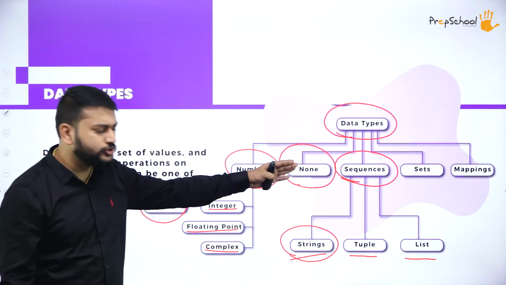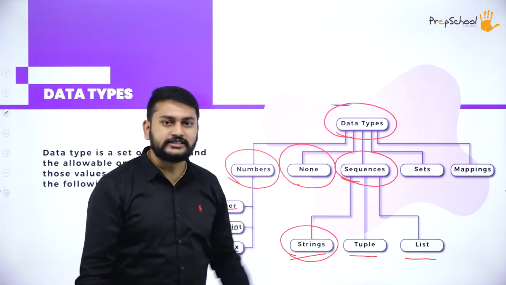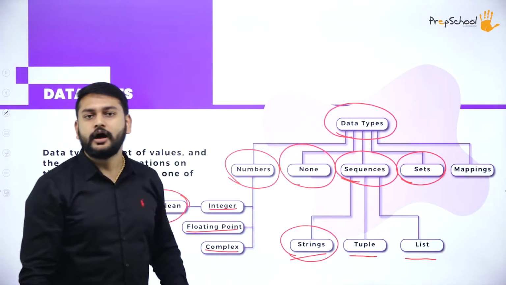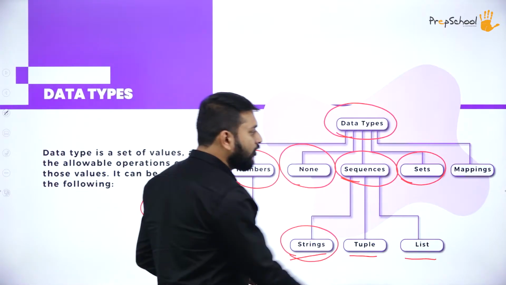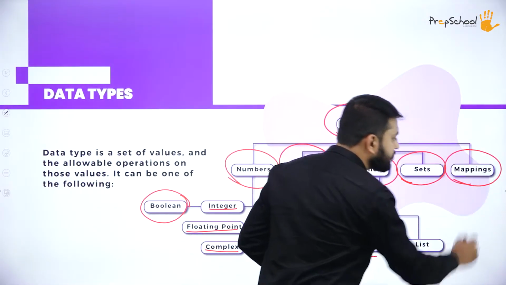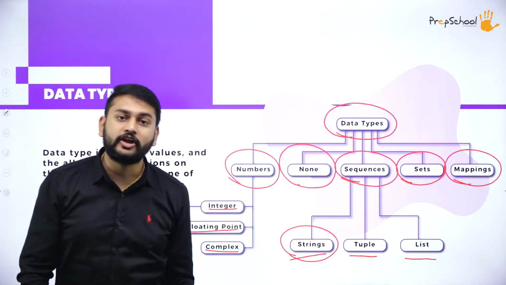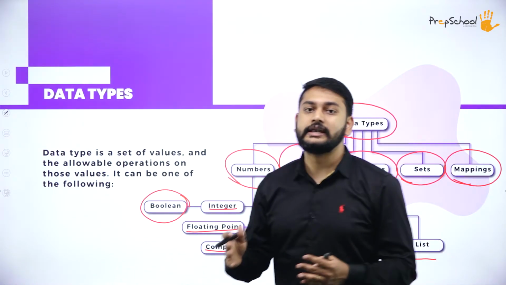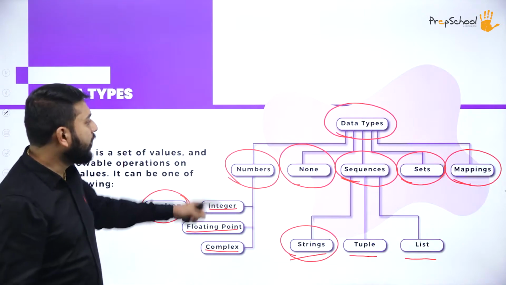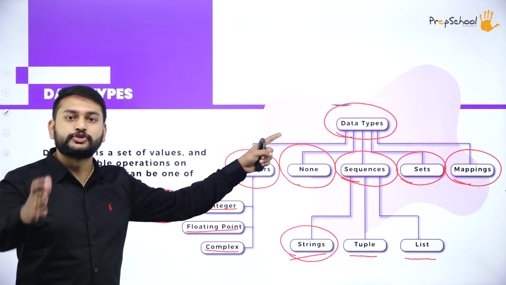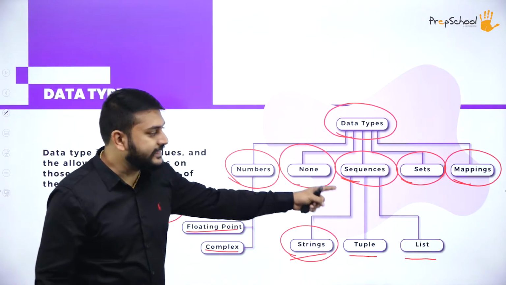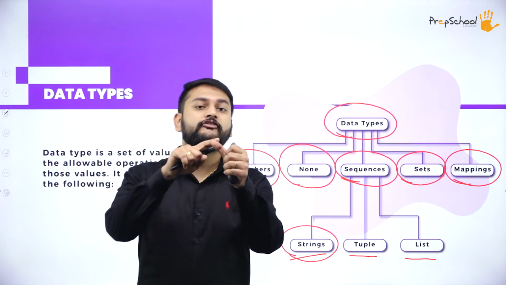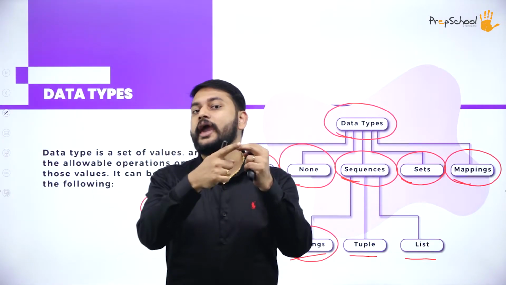Fine, I understood. So I have something called sequence. Then what next? I have sets. We will not be discussing much about this data type in your Python syllabus, but remember we have something called mapping. Under the category of mapping, we have dictionaries, which we will be discussing in detail. So listen to me carefully. We have different data types in Python: numbers, None, sequence, sets and mapping. Under the category of numbers, please remember we have integer, floating point, and complex number.